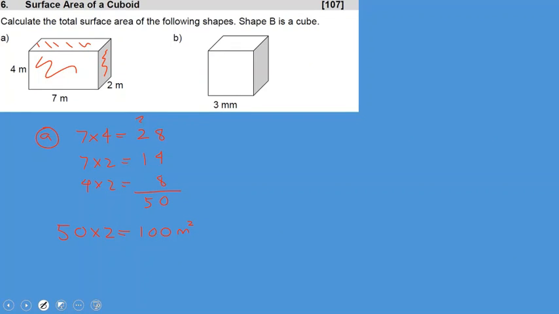Okay, so this next one, since it's a cube, we've got 6 identical faces. So slightly easier. Just need to think, well, the area of one of those surfaces is 3 times 3, which is 9. And then thinking of the fact that we've got 6 of those, just say 6 times 9 is 54. And we've got lengths in millimeters, so the area is millimeters squared.